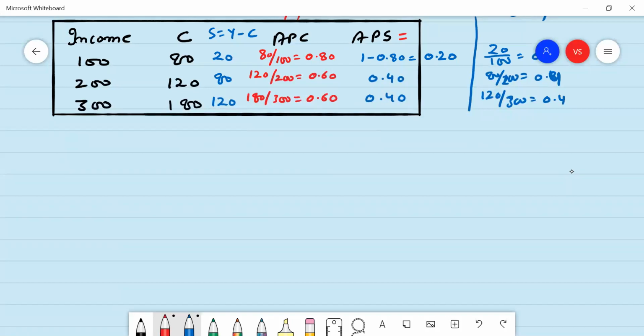Suppose now the question is, let's say income is 0, 100, 200, 300, and C is 60, 110, 150, and finally 180. Now calculate MPC and MPS. I'm giving you some time to solve this question. So solve it now.